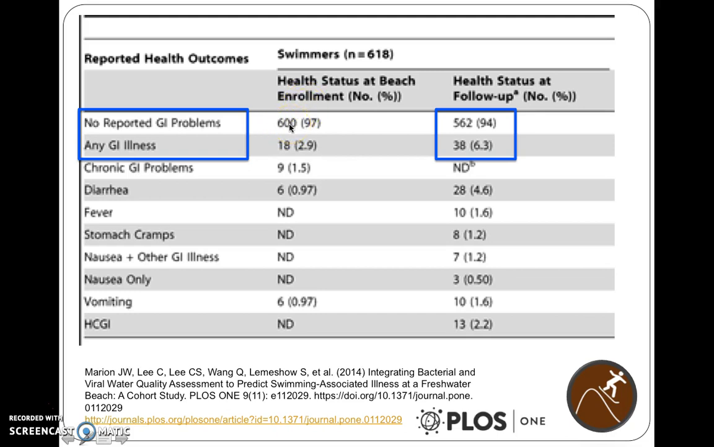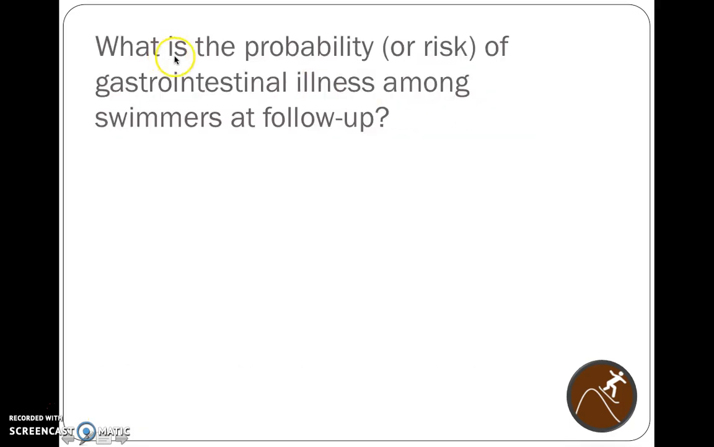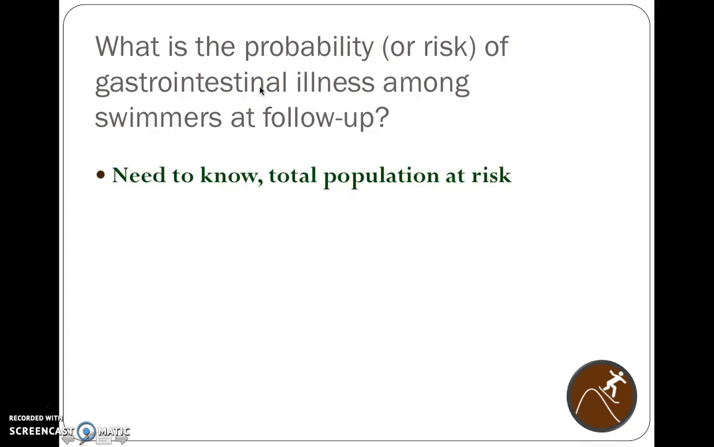And then 7 days later, out of these 600, 562 of them reported no gastrointestinal problems, and 38, or 6.3%, had some type of gastrointestinal illness. So what's the probability, or you could also call it the risk, of gastrointestinal illness, or GI illness, among swimmers that follow up? So we have to know the total population at risk. So how many total swimmers were there at follow-up?